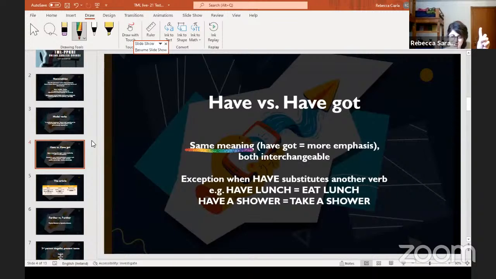Okay, so that's the first difference, in a way. But you can use them the same way in most cases. Sometimes, especially when you use it to suggest something to others, it's stronger. So that's the first thing. There are a few examples in which you cannot use have got. One is the one I told you earlier, and that's in the past or the future.